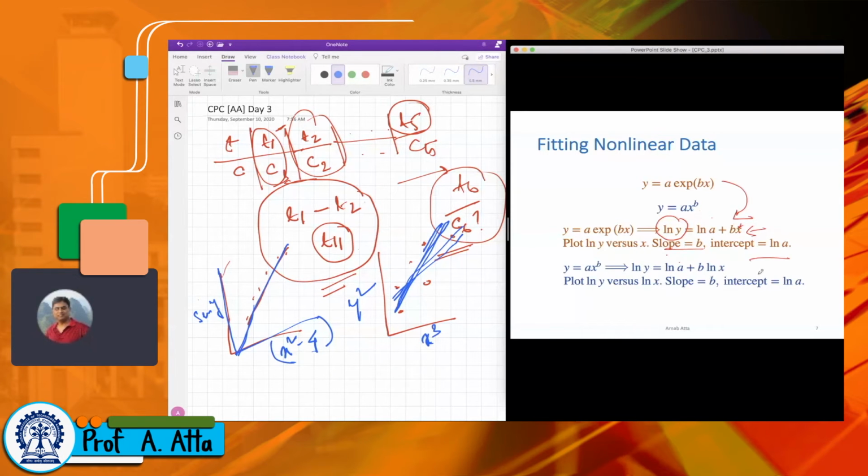Fine. So similarly, when we talk about this other one, which is the power law expression, if we take log on both sides, we then have to plot ln y versus ln x, or log y versus log x. That will give us a slope of b and intercept of log a.